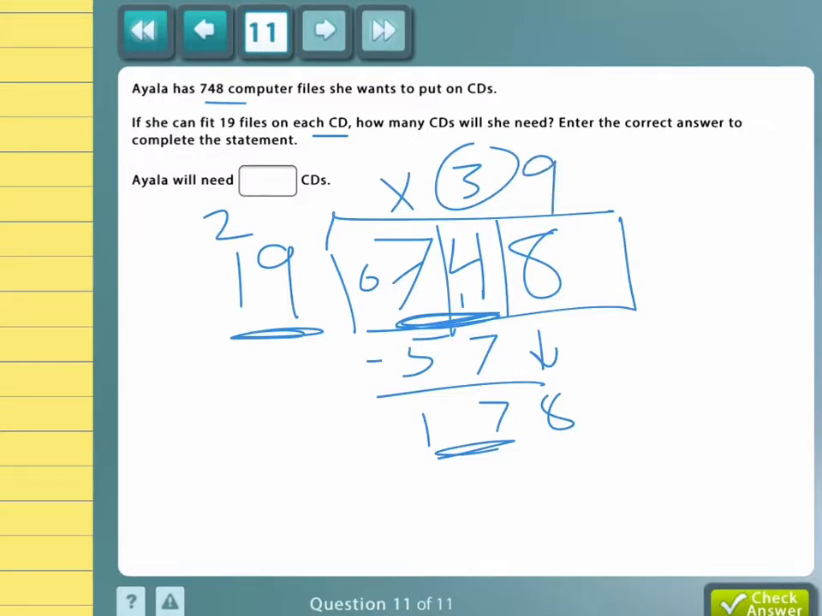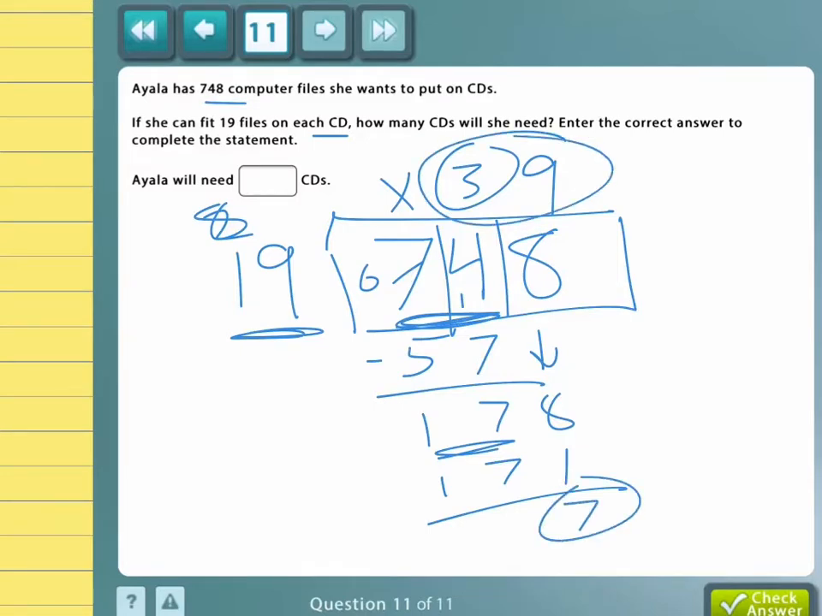9 times 19 is 81, 9, 17, 171, so I have 7 left over. So I have 39 CDs it's going to fit on, but I have 7 left over. And because I have 7 left over and I also need to put those on a file, I'm going to have to round this up to the next number. So I'm going to need 40 CDs to hold all of the 748 files. Remember you have to round up because you need to have enough CDs for all the files. And that means you have to round up because you have a remainder.